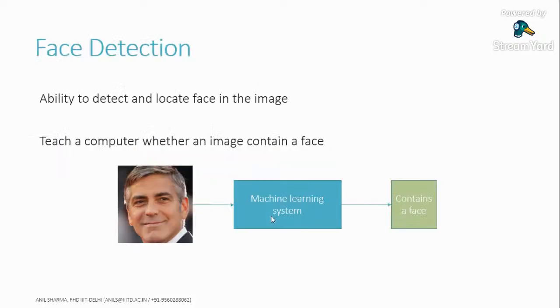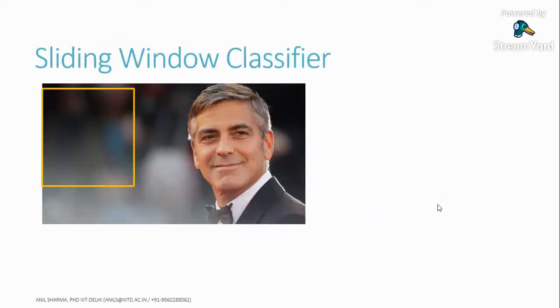Face detection is the ability to detect and locate faces in the image. That means using this technology, we are teaching computers whether an image contains a face. We feed in an image, and the machine learning system will say yes, it contains a face, or it doesn't contain a face. It will also return the location of the face. Before proceeding to how to do face detection, let's first see what a sliding window classifier is. In the earlier images you were seeing a very small face image, but in general, in the real world, we have large images and the face is very small.